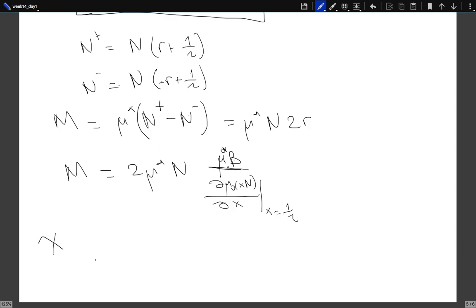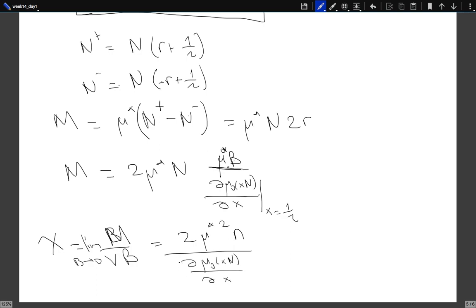Magnetic susceptibility is M over B, in the limit as B goes to 0. This is 2 mu star squared N, over the derivative of mu 0 of xN with respect to x, evaluated at x equal to 1/2. So if you want to find the small temperature susceptibility with its correction, the only thing we need to do is just calculate this derivative at low temperatures.